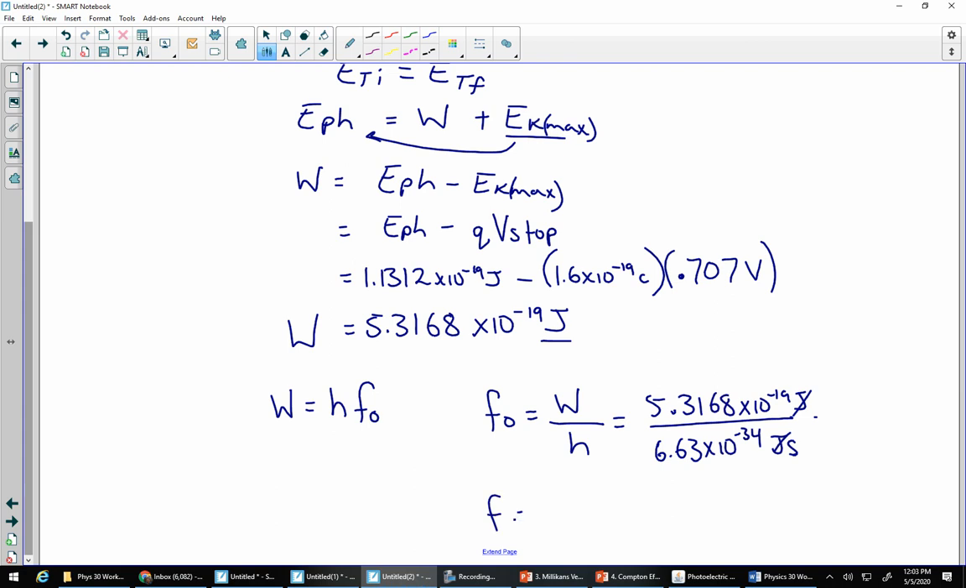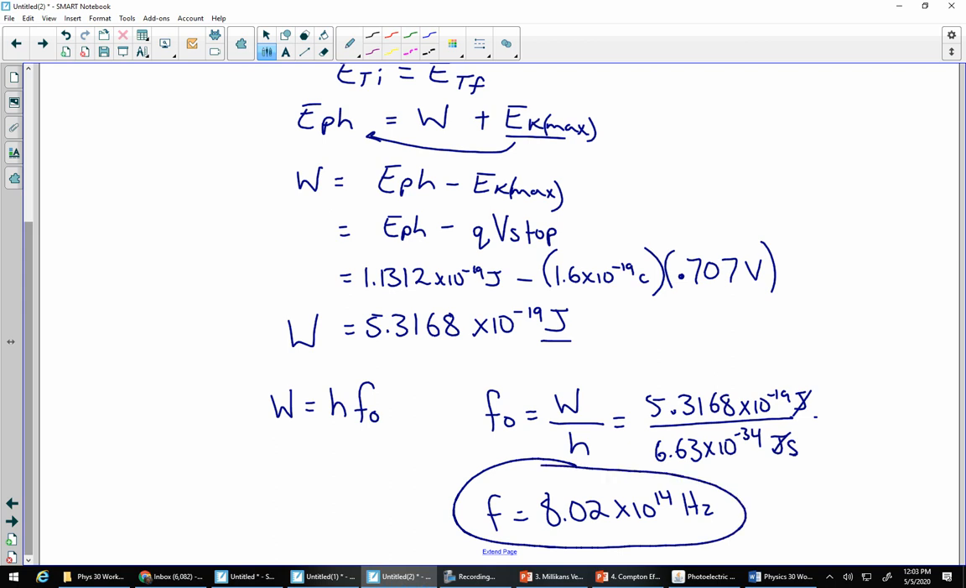So maybe I'll write this out right here. We'll plug it into our calculators. And let's see, 8.02 times 10 to the power of, what was it there, 14 hertz. Cool, so we figured out the frequency. Nice. Oh, not just any frequency. Hold on. The minimum frequency.